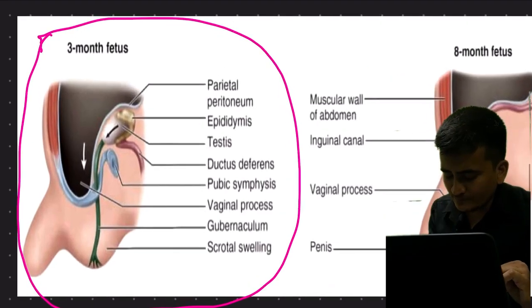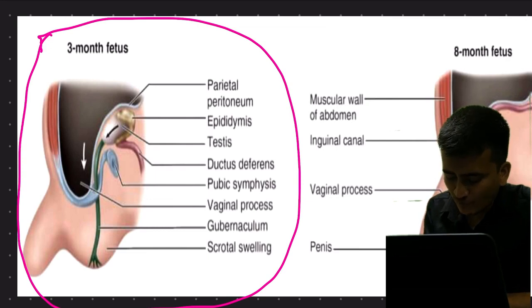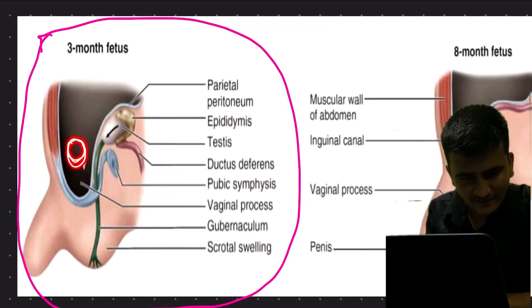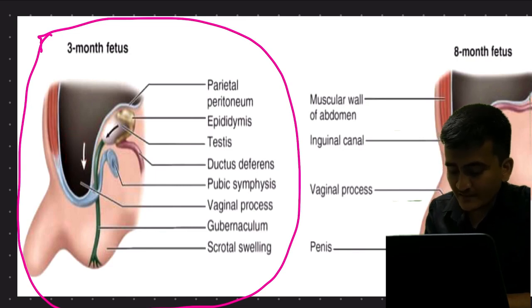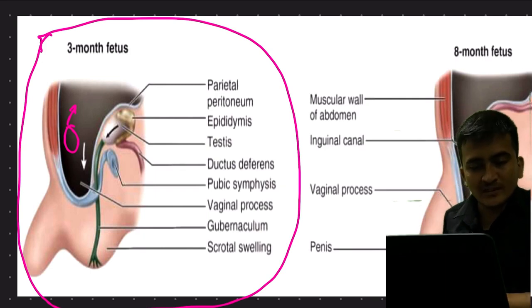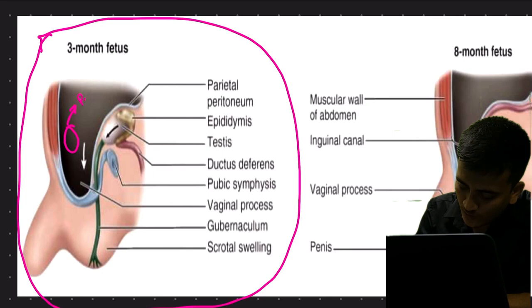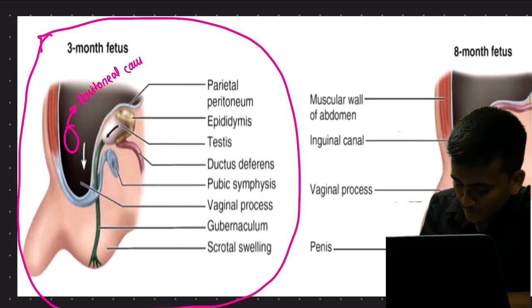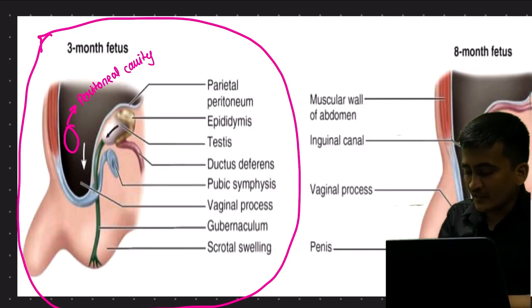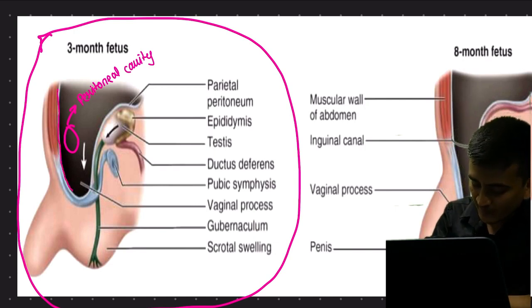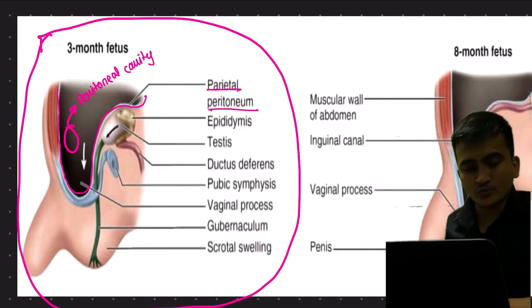During this time there will be the formation of this cavity, right? What is this cavity called? This cavity is called the peritoneal cavity. Now why is this called the peritoneal cavity? Because simply it is lined by peritoneum, right? You can see this is lined by peritoneum.